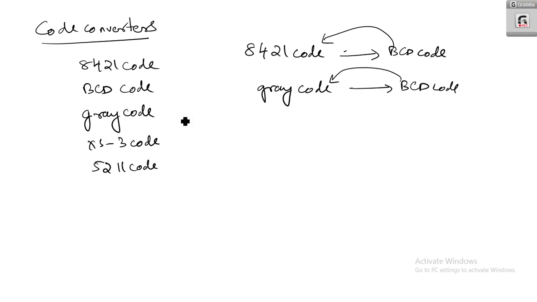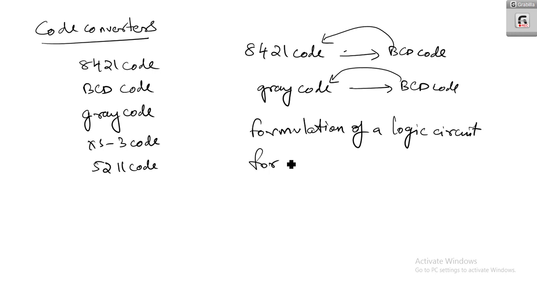So you are having many types of codes, but I am not listing the entire list of codes, which is already done in module 1. But in this module, the main concentration is on how to convert between the codes and how to generate or formulate a logic circuit for code conversion.